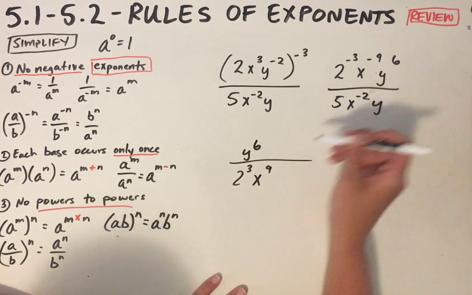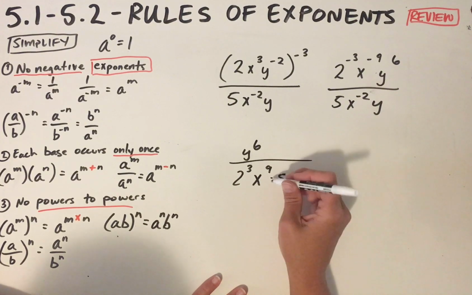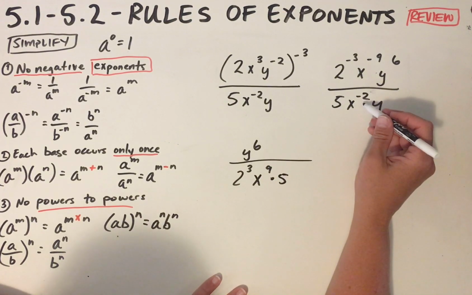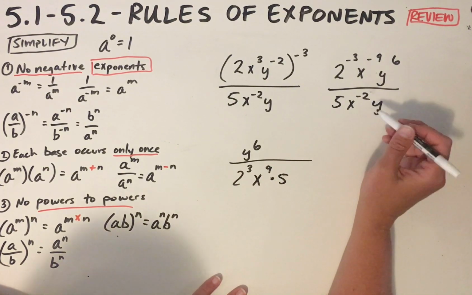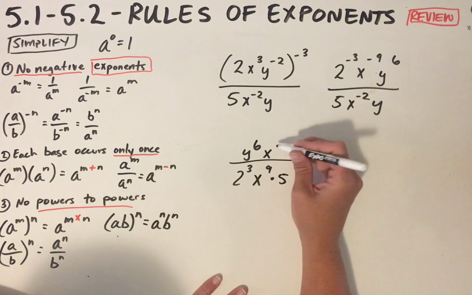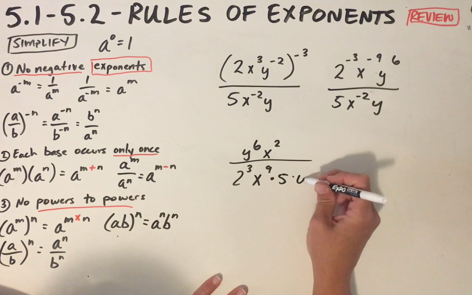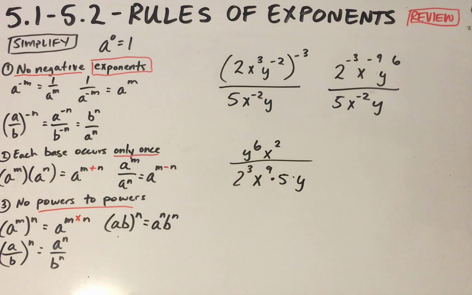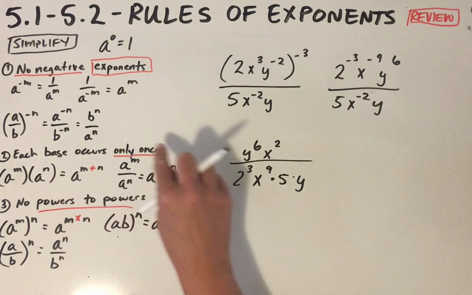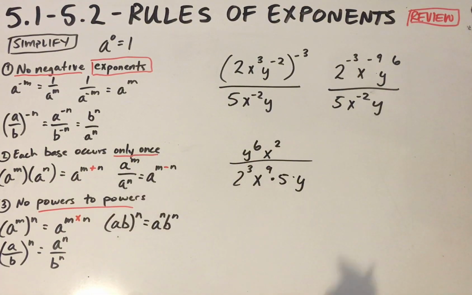This 5 can just stay right where it's at. And this x to the negative 2, it's being naughty, so she's going to have to go upstairs. And this y is great right where it's at, so it's going to stay downstairs. Okay, so now I got rid of all the negative exponents. Well, I still have not simplified it because I see x's and y's twice. So now let's get rid of my x's and y's.